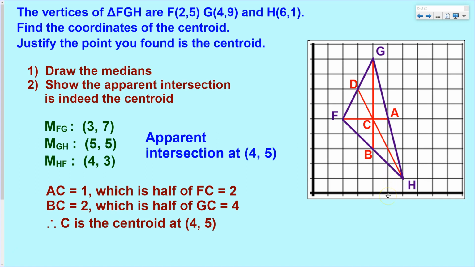I want to point out that this problem could have been a lot more difficult. One, that intersection might not have been so apparent, it just happened to line up right on 4, 5. And secondly, 2 out of our 3 medians were perfectly vertical and perfectly horizontal. That might not always happen, so you might be in a situation where you have to use the distance formula.